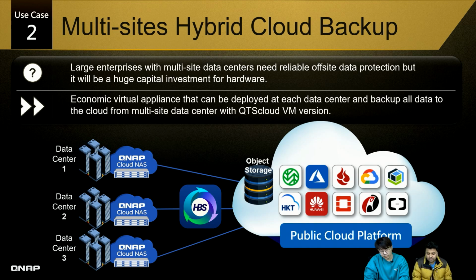So imagine a company has multiple data centers and wants to back up all this data in the cloud, offsite. When we say offsite, we mean in the cloud. What they can do is use the very affordable QTScloud solution, deploy QTScloud in all their data centers in different locations, hosted on top of some VM, and then back up that data through HBS to the cloud. Now it's your choice. Do you want to use QTScloud in the cloud as well, or do you want to use HBS directly to store or back up all your data in object storage? Both options are available.